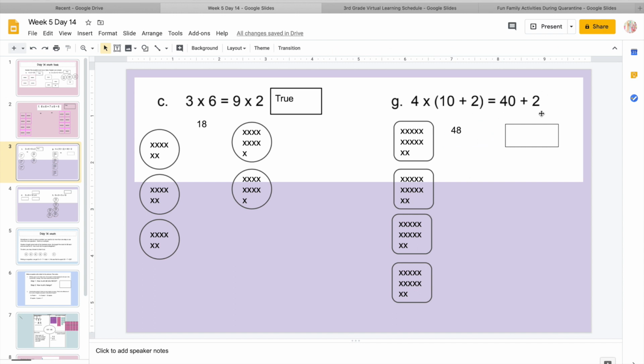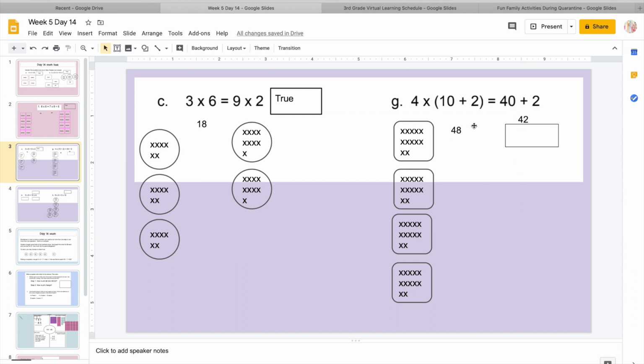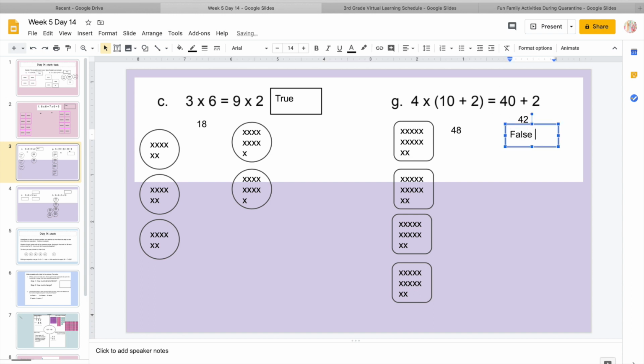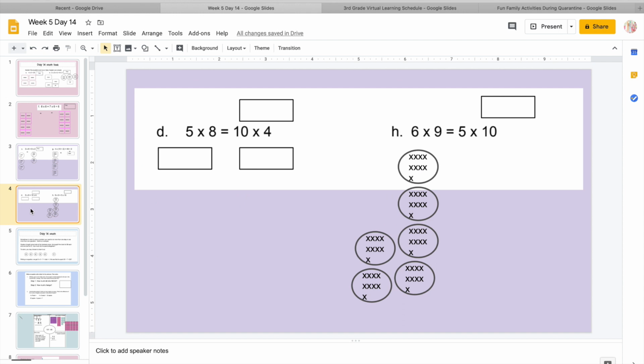So now I can just look at the other side of the equation, and I know 40 plus 2, so I can put 40 in my head, 41, 42. So if we can see, this side would equal 42. Are 48 and 42 the same number? They are not, so we shouldn't use an equal sign. So this actually is false because they do not equal each other once we do the math. Okay, and let's move on to our last part.